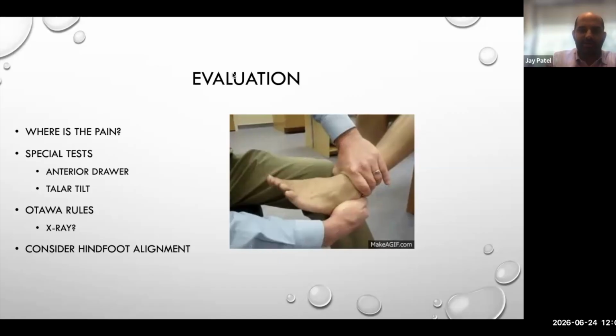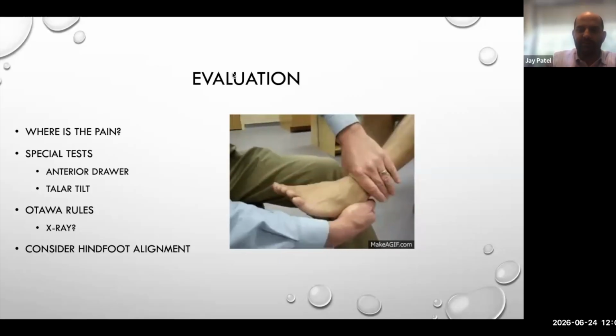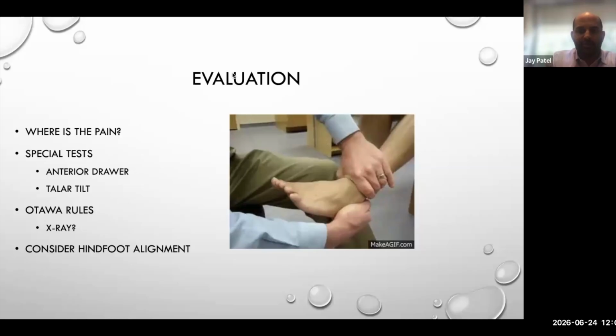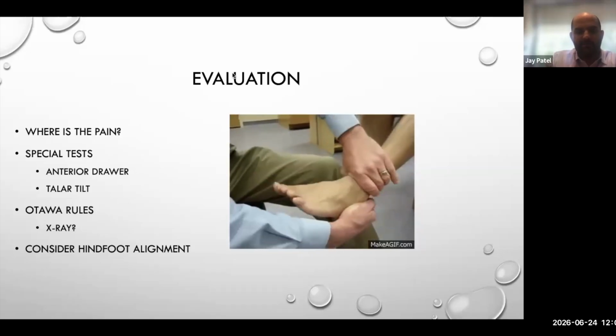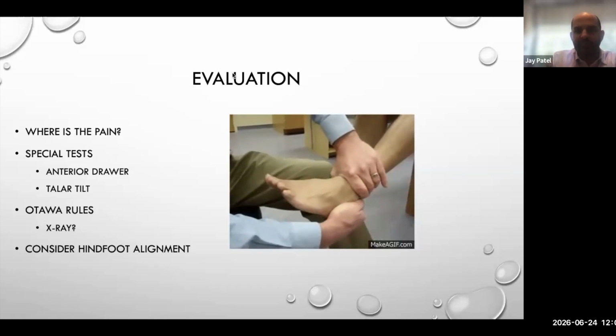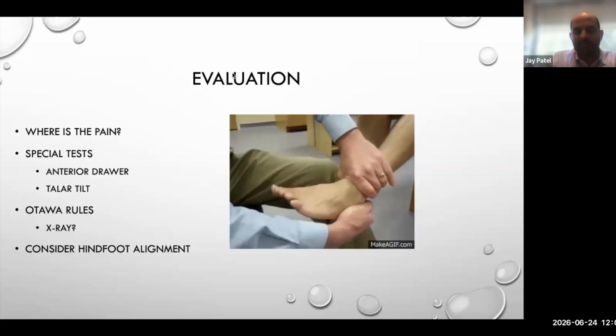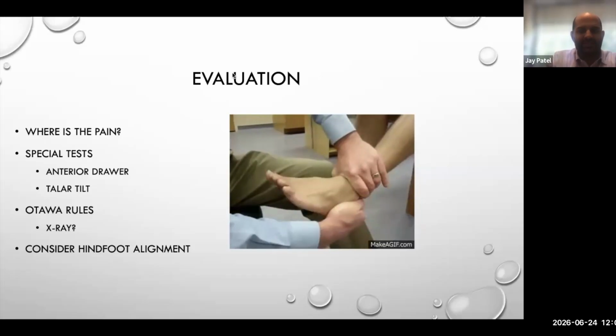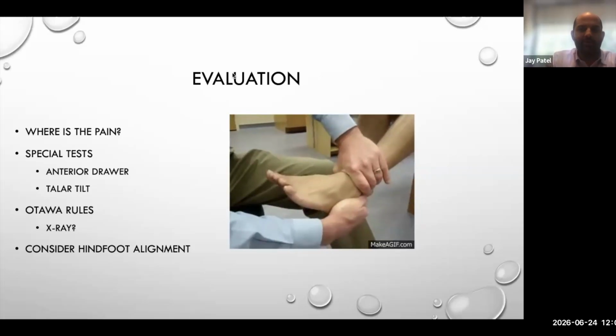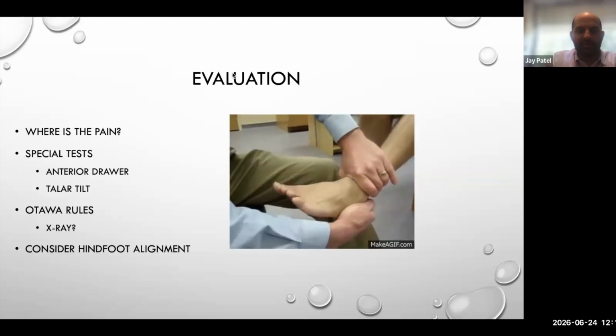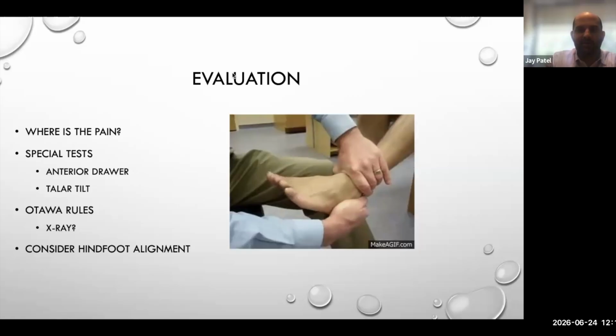There are special tests, your anterior drawer test and your talus tilt. Most clinicians are usually pretty familiar with that. The anterior drawer test is done when the ankle is in about 15 degrees of plantar flexion. You stabilize the tibia and pull from the heel itself. Translation of about 5 millimeters or more compared to the contralateral ankle, or absolute translation of about 10 millimeters or a centimeter, can be indicative of an incompetent ATFL.